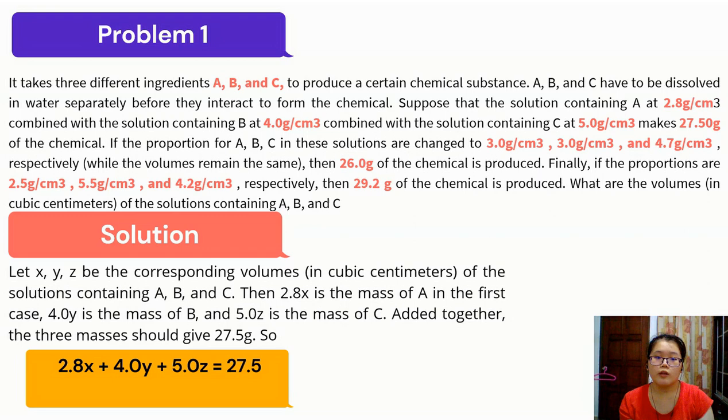To solve the equation, we let x, y, and z be the corresponding volumes in cubic centimeters of the solutions containing A, B, and C. Therefore, 2.8x will be the mass of A in the first case, 4.0y is the mass of B, and 5.0z is the mass of C. We add them together, and the three masses should be 27.5 grams. Therefore, 2.8x plus 4.0y plus 5.0z equals 27.5 is the first equation for this problem. That's all for me, and I would like to pass to Hui to explain the solution for this problem.